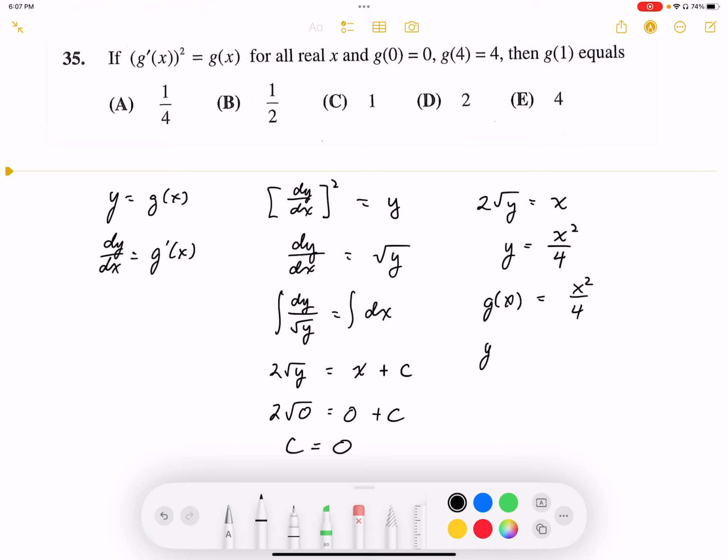And at this point, I can plug in the g value when x is 1. That gives me 1 over 4. So the answer is A.